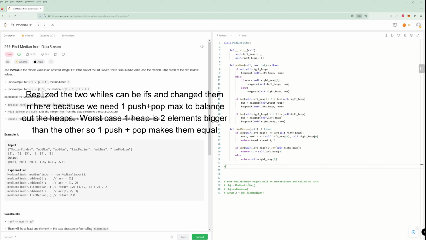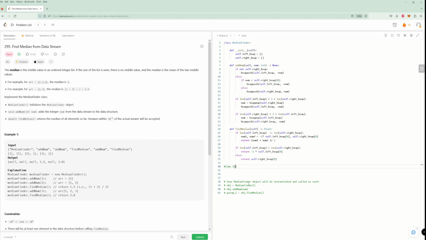So for the time, our init will be O(1). Our add num will take big O of log n because we have a heap push, and then our median is going to be big O(1) time. If you did have a sorted array here, it would also take big O of log n time to find where to insert. But then inserting in the middle of a big array is going to be big O of n time because you might have to shift the elements.